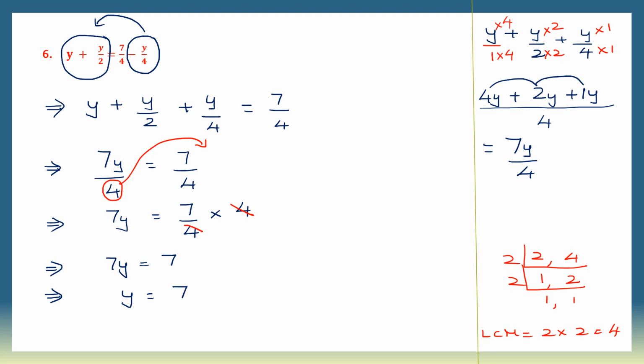Y will be 7 divided by 7, that is this 7. Here it is multiplication, so when you transpose it becomes division. Now 7 divided by 7 is 1. So we have found the value of y. Y is equal to 1. So we've got the answer. The value of y is 1 in this answer.